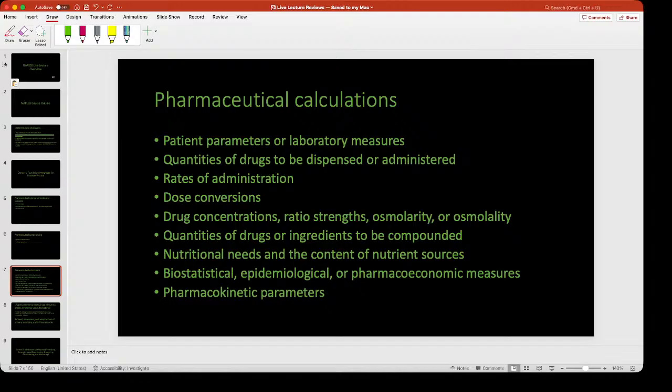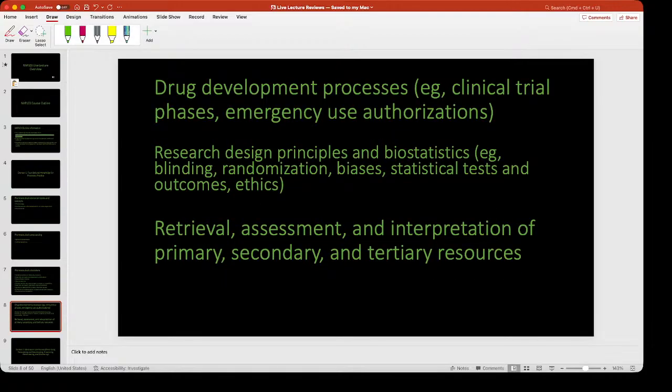Some of the epidemiological and pharmacoeconomic measures are important as well, and biostatistic portions of it. So I'll be adding more questions on that as we move through these presentations. But these are good different things that you should look out for when you're looking over this outline.